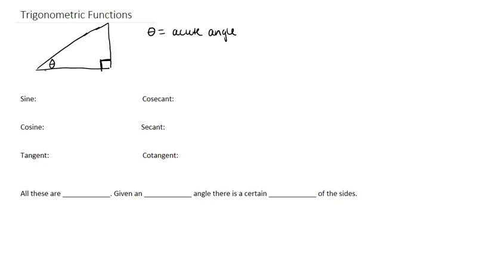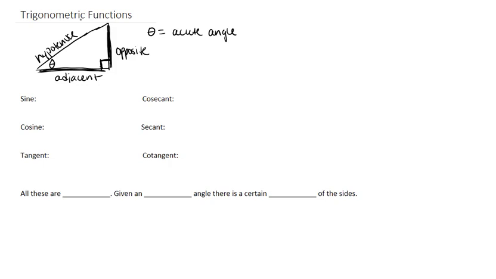Then this side right here on the bottom is called our adjacent side because it's right next to our acute angle. Now, the one that's going vertical is called our opposite side. And then we continue to have our hypotenuse. So with this in mind, let's now go over our functions.